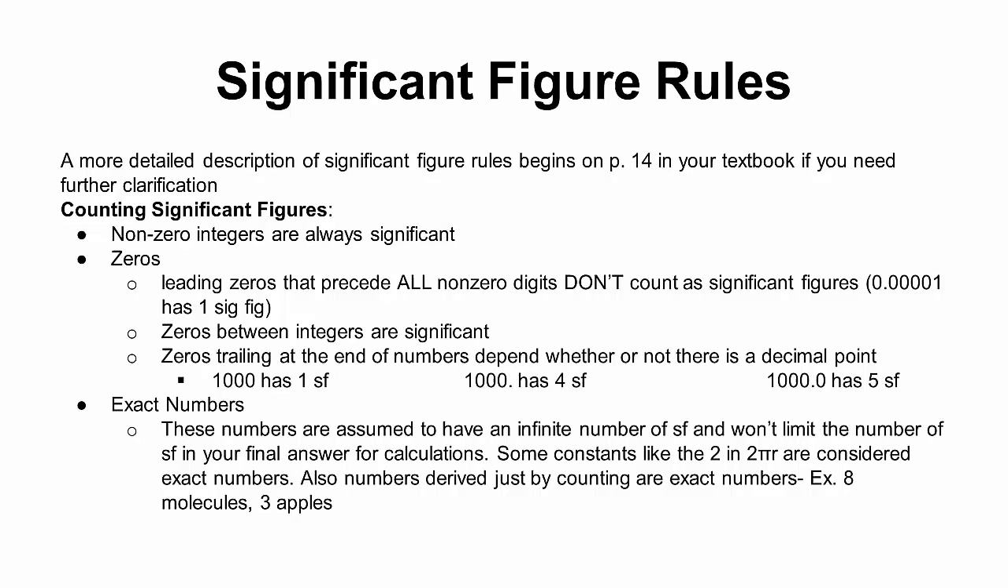Exact numbers. These numbers are assumed to have an infinite number of sig figs and won't limit the number of sig figs in your final answer. These numbers include constants like the 2 in 2 pi r, or the 4 in 4/3 pi r cubed. Also, numbers derived from counting are exact numbers. If there are 8 molecules or if there are 3 apples, those numbers are assumed to have an infinite number of sig figs and won't impact your calculations.